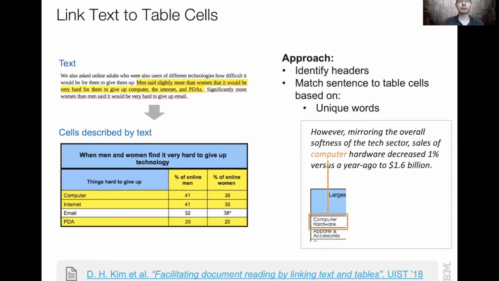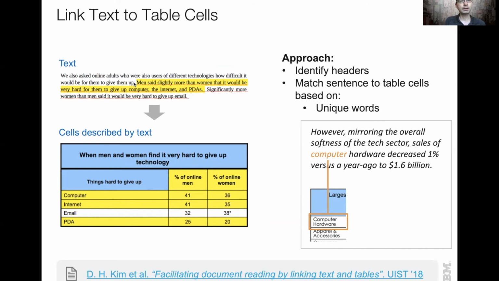Now, moving on to approaches that require a deeper semantic understanding of text and tables, let's first look at an approach that tries to link the text with the corresponding table cells. On the left, you can see a figure that is taken from this work by Kim et al. And you can see on the top, highlighted in yellow, a sentence, and below you can see the corresponding tables, and also highlighted in yellow, the corresponding cells, which are referred to by the sentence. Let's actually go through the example to make it clearer.